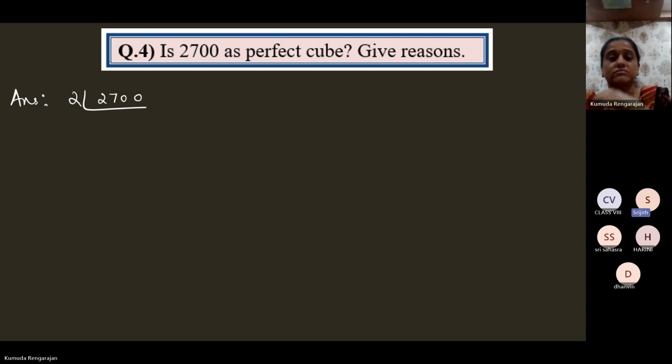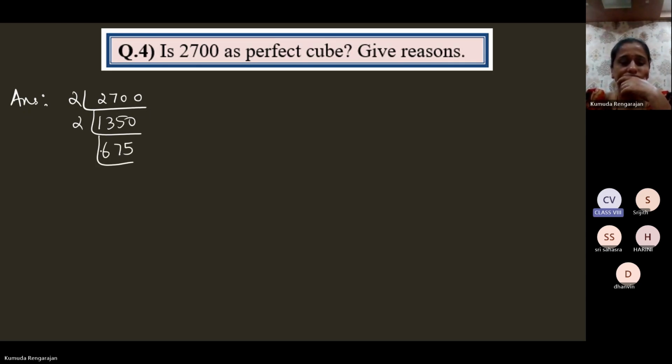Ma'am, I wrote 3, ma'am. No, I said, always start with the smallest prime. It's not wrong to start with 3, but you start with 2. Now tell me with 2. You repeat the procedure starting with 2. Ma'am, 1,350. After that, 675. And after that, 5. 3 table, ma'am. 3 table.